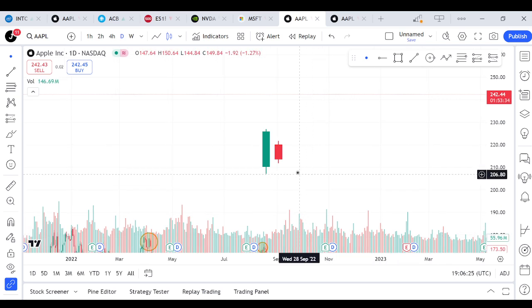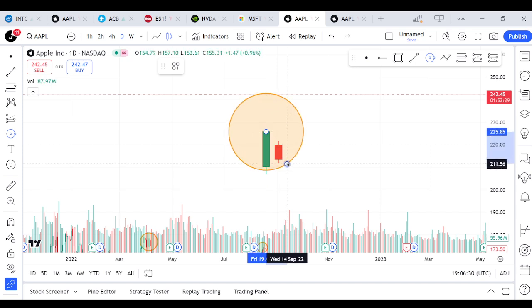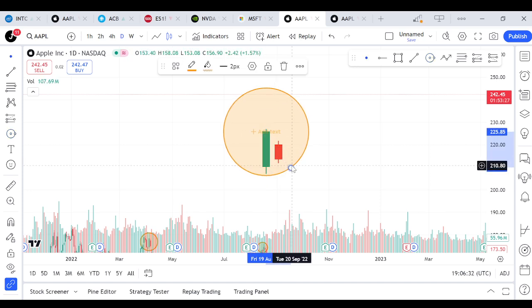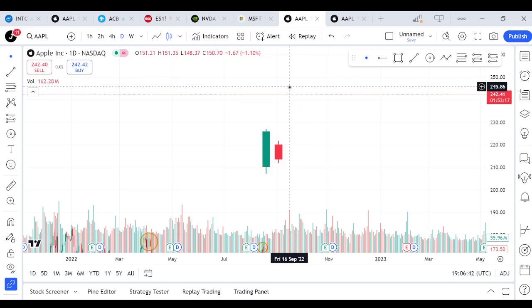Let's start with the setup recognition, the pattern recognition. The bearish inside bar is a 2 candlestick pattern that signals a potential reversal in an uptrend. It consists of a large bullish candle called the mother bar, which is the first candle, followed by a smaller candle known as the inside bar or baby candle, and this candle is completely contained within the range of the mother bar. The inside bar has a lower high and a higher low compared to the mother bar.